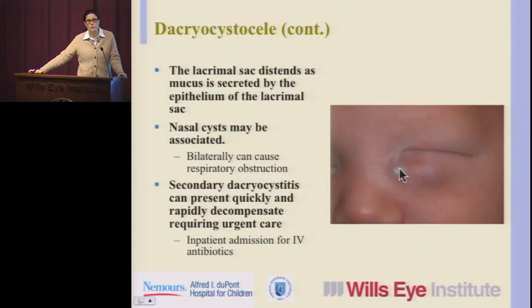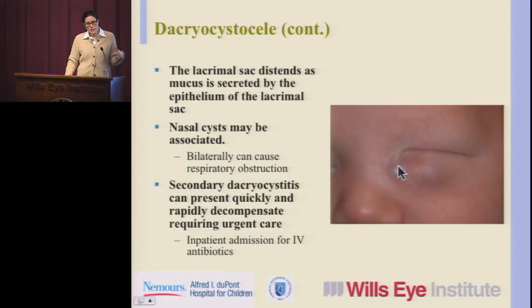Sometimes with these children, you can't get it to open up on the bottom, and although you decompress the dacryocele, they may still have some continued symptoms of a nasolacrimal duct obstruction. That's fine, because you know what? We'll wait till 1 to do surgery for that, and everyone would prefer their 1-year-old going to the OR for tear duct surgery than their newborn going because they have an infected dacryocele.